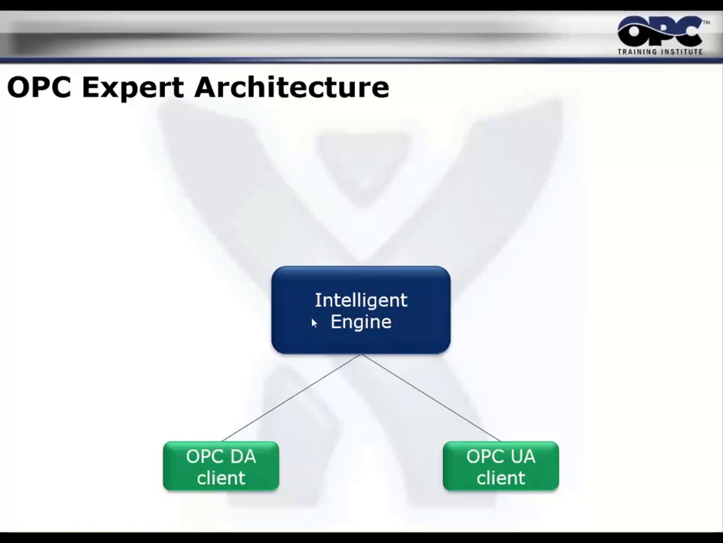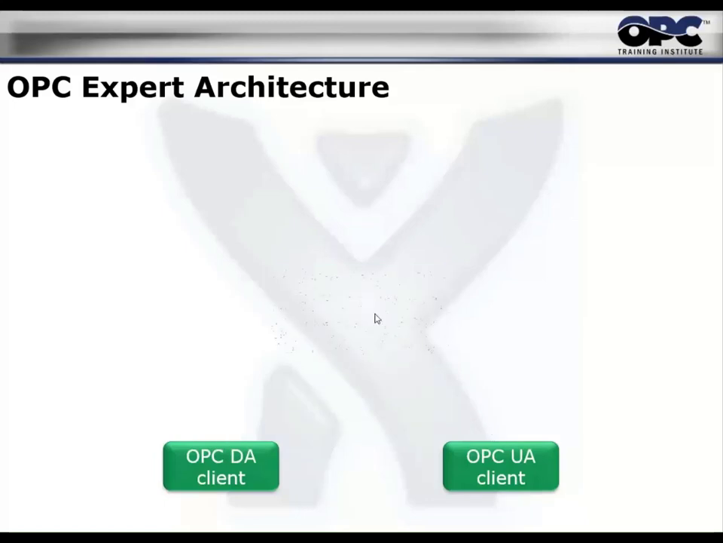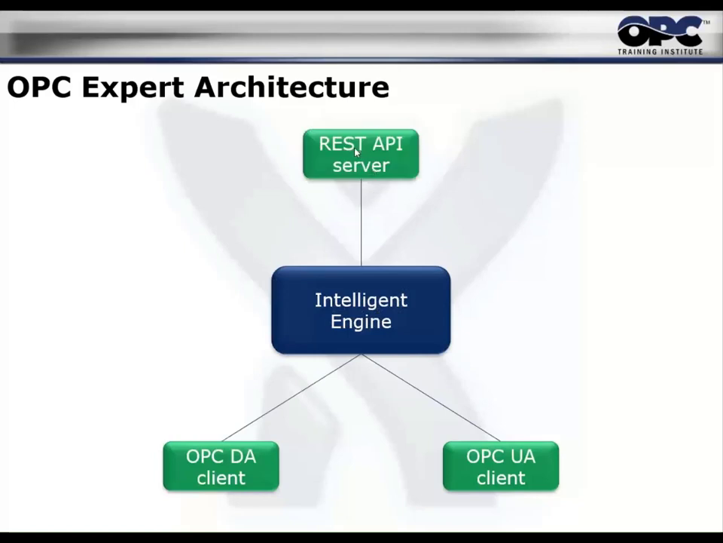Anything that's in this intelligent engine is accessible via this REST API server. So anybody coming here can get to anything in here. If there's something here, calculations, for example, data from OPC UA, DA, you can get access to all of that.